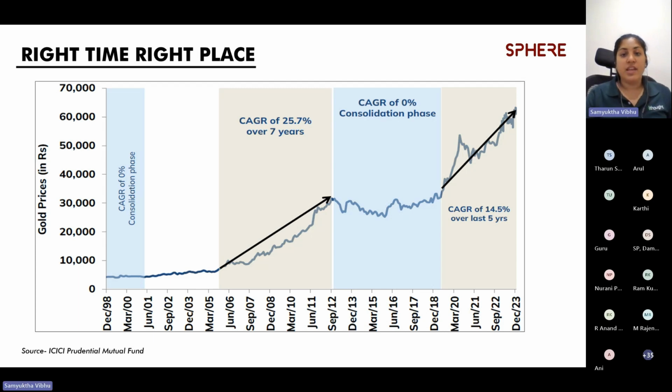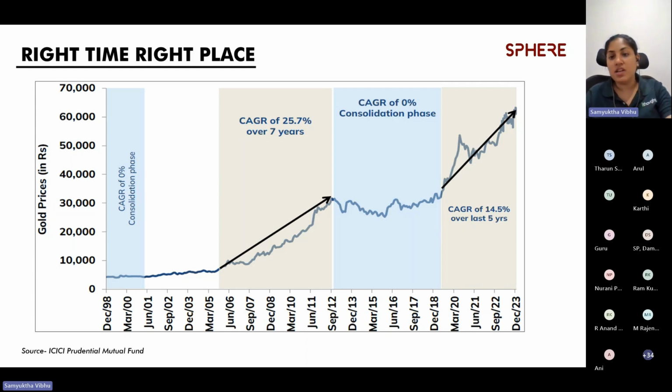Then you had the next phase of consolidation, or your 0% return phase, between end 2012 till about 2018, right? So you had few years where there was pretty much no return from gold. And then again in the last 5 years, you've had really good performance of nearly 15%, right? And even if we weren't paying attention to gold prices in the last 5 years, I think everybody has been paying attention to gold this year. Because if you open up the newspapers any day, either they'll be talking about gold prices or they'll be talking about silver prices.